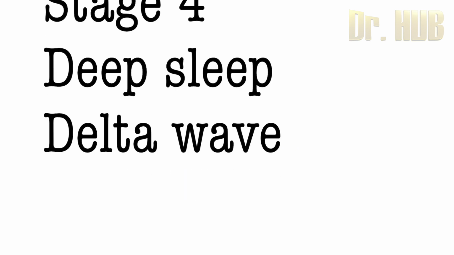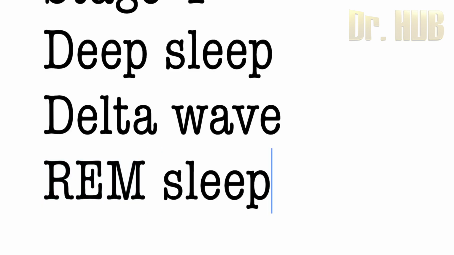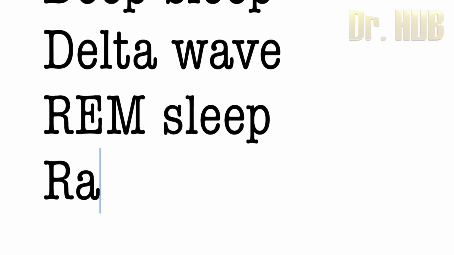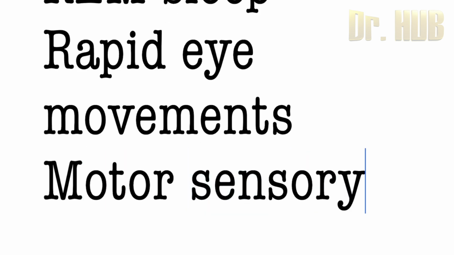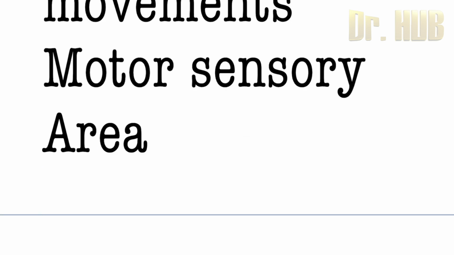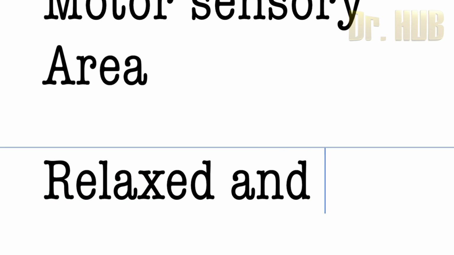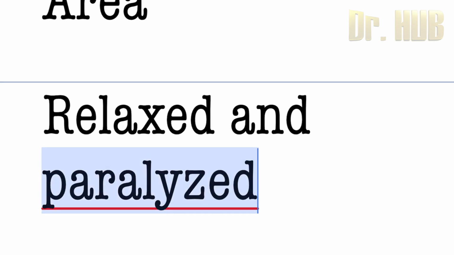Next we move on to REM sleep. Under REM sleep, rapid eye movements are seen. Brain activity increases in the motor and sensory areas. Looking at the muscle tone, it is relaxed and paralyzed.